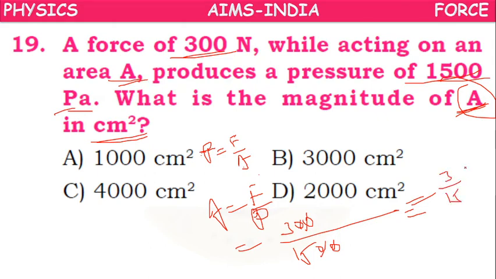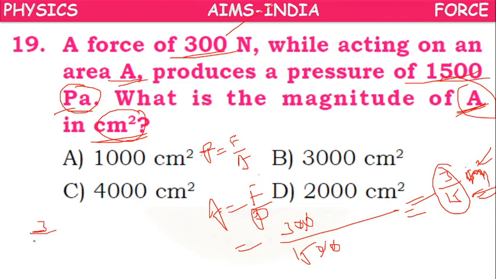We will get the answer in meter square, but they are asking us to find it in centimeter square. Because newton is an SI unit and pascal is an SI unit, the result also will be in SI units. The SI unit of area is meter square. 3 by 15 meter square we have got.